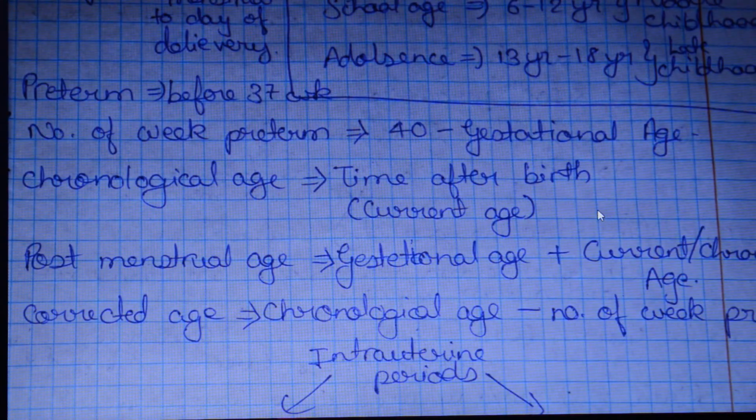And what is known as the post-menstrual age? Post-menstrual age means the gestational age plus the current age, that is the chronological age. If the chronological age is 10 years and the gestational age is 37 weeks, we add these, and you will get the post-menstrual age. It means after the menstruation cycle, after the last menstrual cycle, counted from the first day of the last menstrual cycle.